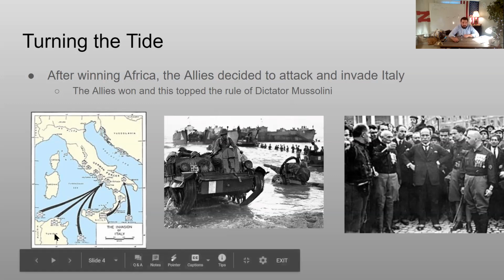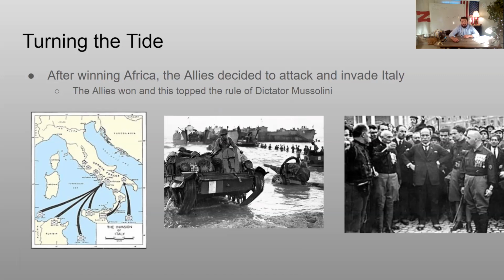So you can see in this map down here, after the Allies win, this is the northern tip of Africa up here. After the Allies win, they actually send in a full assault into the country of Italy. And they end up dominating almost the entire Italian peninsula. And this leads to the topple of the rule of dictator Benito Mussolini.